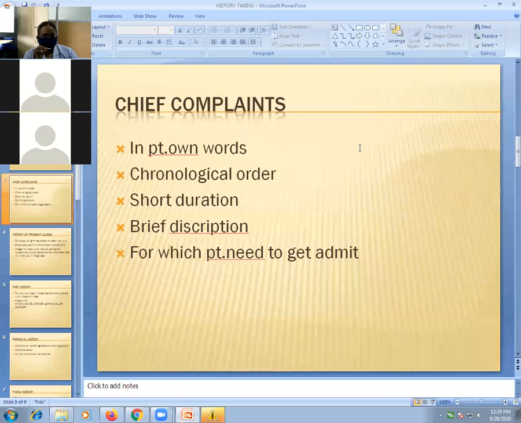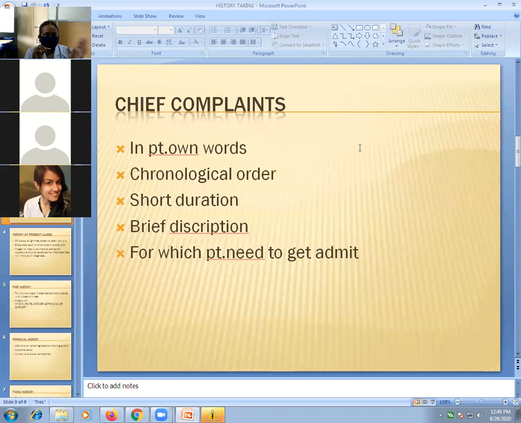Now how to describe these complaints, we will discuss one by one. So what is chronological order? If the patient is having fever, cough and breathlessness: suppose initially the patient has had fever since 10 to 15 days. Then the patient starts coughing, cough since 7 to 8 days. Then the patient starts breathlessness, since 2 to 3 days. So fever since 10 to 15 days, cough since 8 to 10 days, and breathlessness since 2 to 3 days. That is the chronological order.